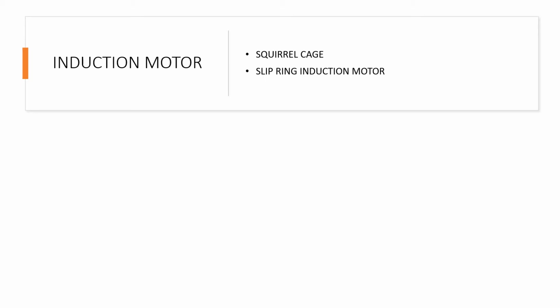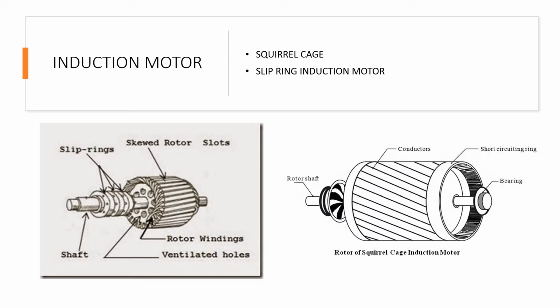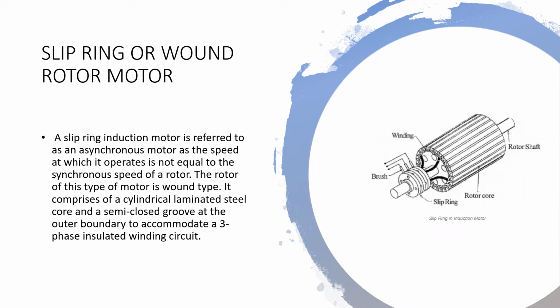So, induction motors are of two types on the basis of construction. One is the slip ring induction motor and the other is the squirrel cage induction motor. Now we are going to see about the slip ring induction motor, which is also commonly known as the wound rotor motor. A slip ring induction motor is a type of induction motor where the rotor windings are connected through slip rings to external resistances.